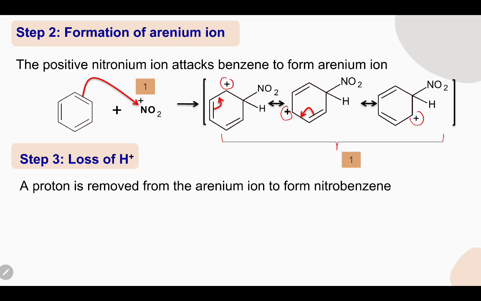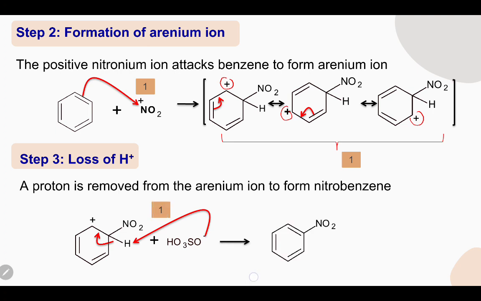Step 3, loss of proton. A proton is removed from the arenium ion to form nitrobenzene. In this step, the conjugate base of sulfuric acid will act as a proton acceptor, and at the end of the reaction, you will regain your sulfuric acid molecule. In this case, it means that the sulfuric acid acts as a catalyst. It does not involve itself in the reaction directly.